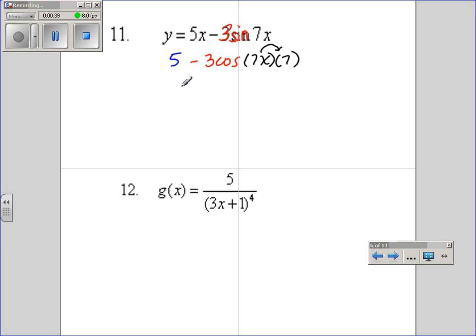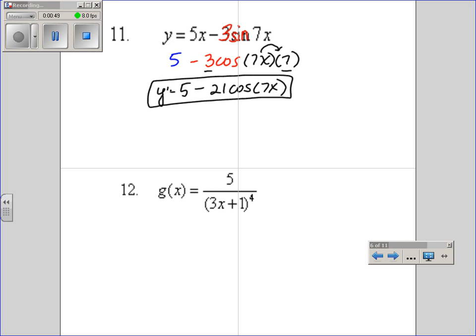So if we simplify this, we just have 5 minus. Multiply your algebra together. 3 times 7 is 21 cosine of 7x. So here's your answer.